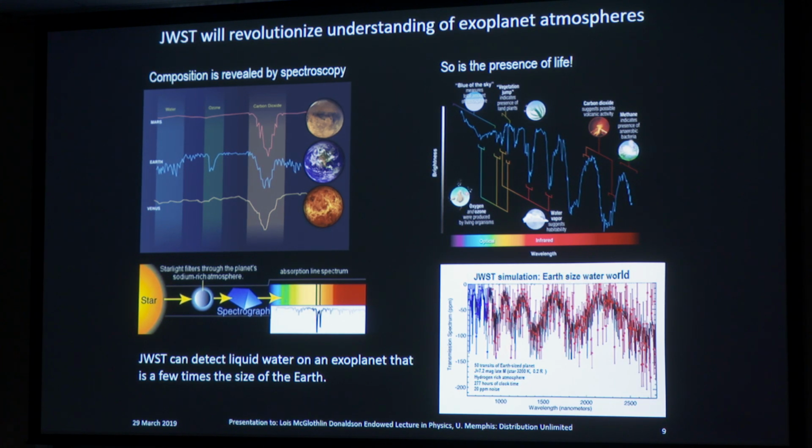The JWST wasn't really designed for this because back in 1996, this was still sort of fantasy. It's not fantasy anymore. But the JWST can make enormous strides in this area. The JWST can detect liquid water on an exoplanet that is just a few times the size of the Earth.